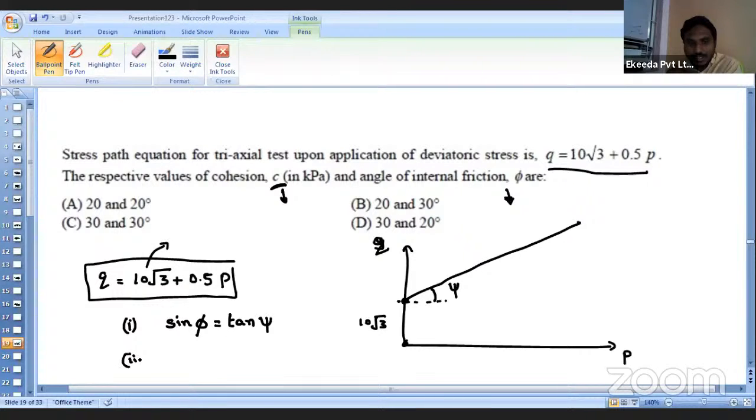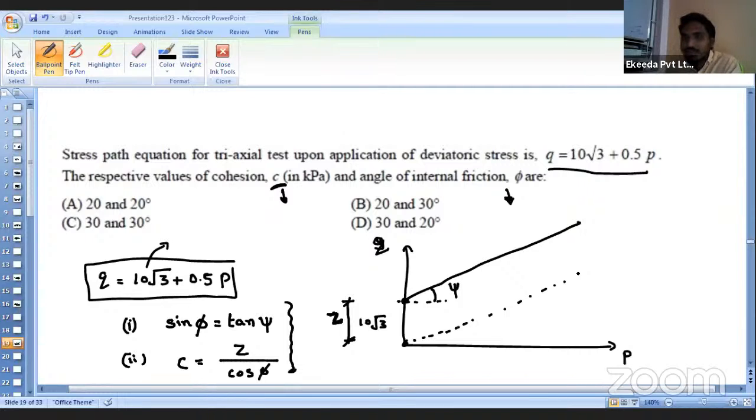And the second relation is, let us say this distance is some value z. Now we can say that the cohesion can be represented as z divided by cos phi. So if we can remember these two relations, then we can obtain the internal friction, and also the cohesion values.